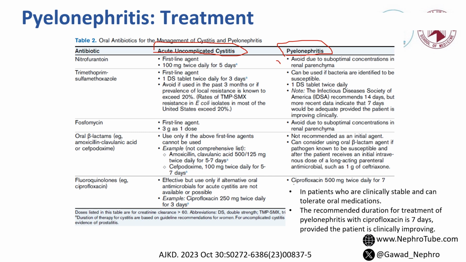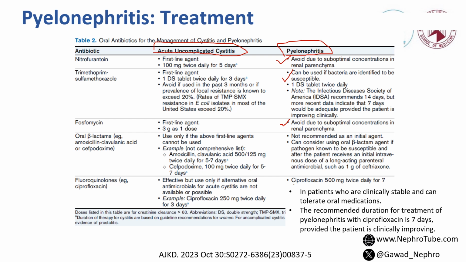Regarding nitrofurantoin, avoid its use because its penetration to the kidney is very weak and it has suboptimal concentration in renal parenchyma. Regarding trimethoprim-sulfamethoxazole, it can be used if bacteria are identified to be susceptible. So it is not recommended as first line. Regarding fosfomycin, again, avoid it as a first line, as its penetration to the kidney tissue is very weak and its concentration in renal parenchyma is suboptimal.